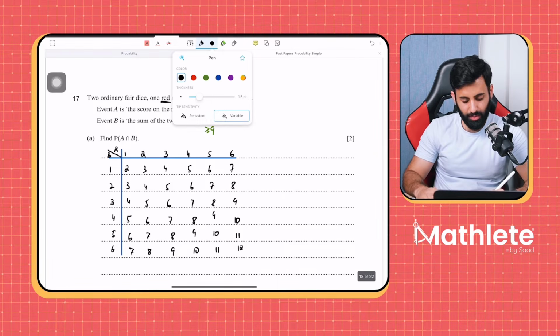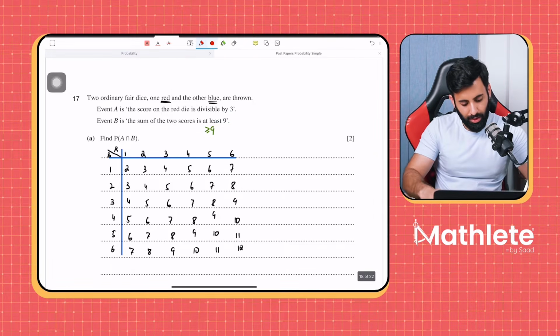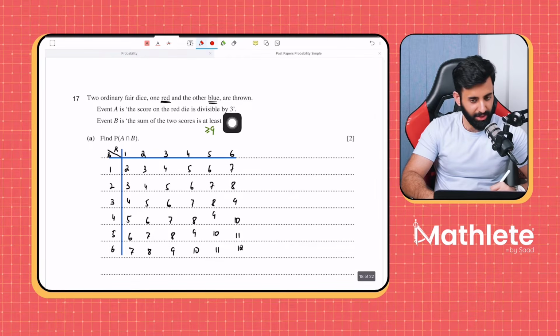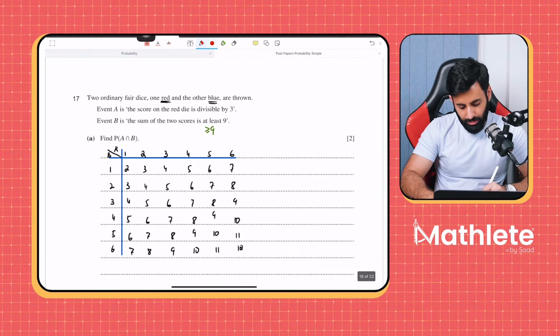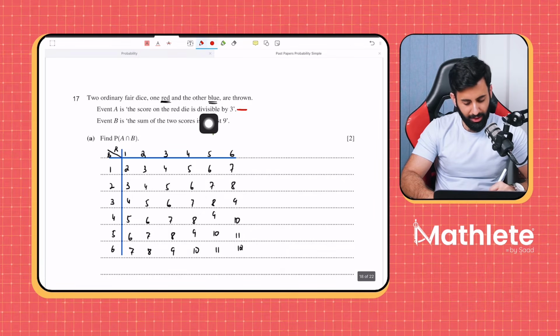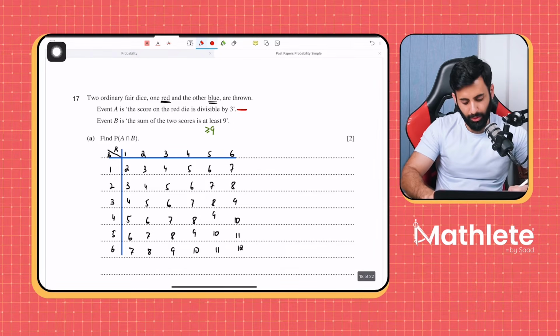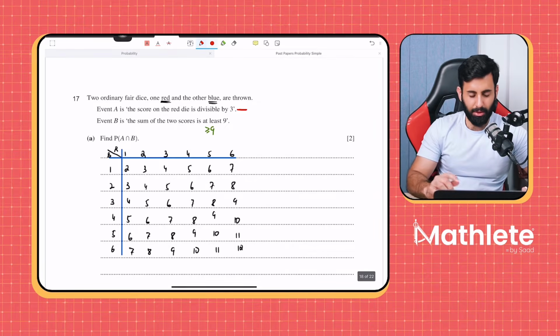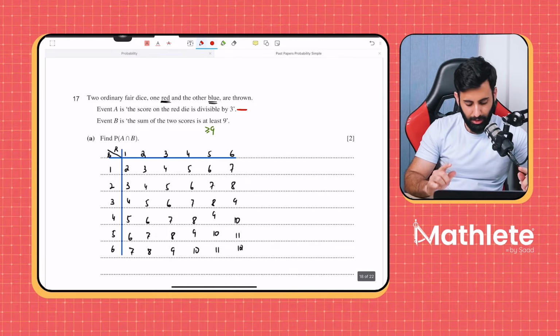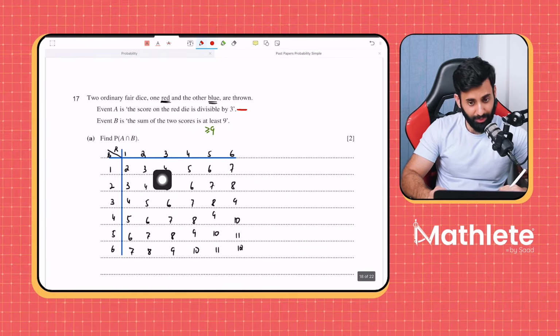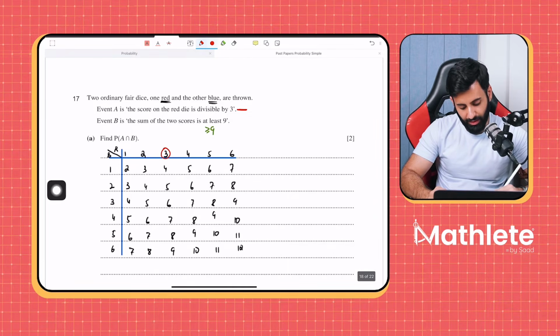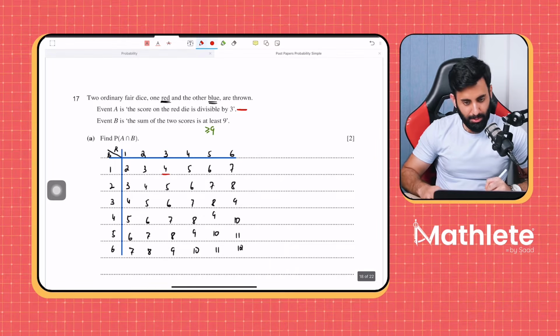Okay. Now here's what we're going to do. Event A is the score on the red die is divisible by 3. Okay. So I'm going to underline where the score on the red die is divisible by 3. Okay. So can you point out where the score on the red die is divisible by 3? That is if we get 3 or if we get 6 on the red die. So that means this is representing that the score on the red die is divisible by 3.